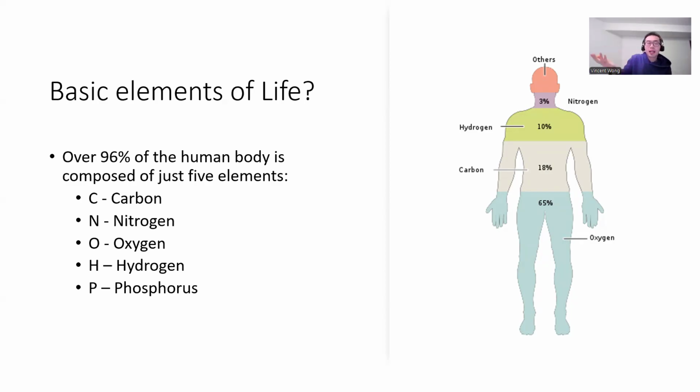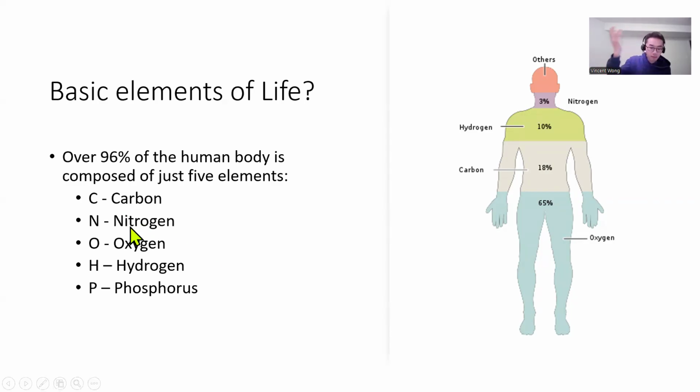Carbon can come in very expensive form too. Does anybody know a very precious gem that's made up of carbon? Diamond. Diamond, that's right. Diamond is made of carbon. It's very expensive, but it's just carbon atoms.